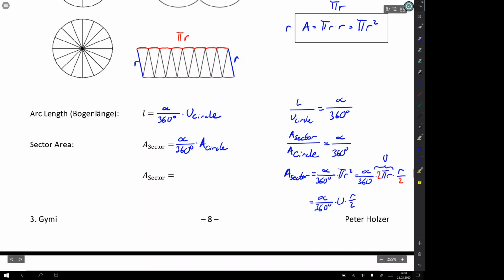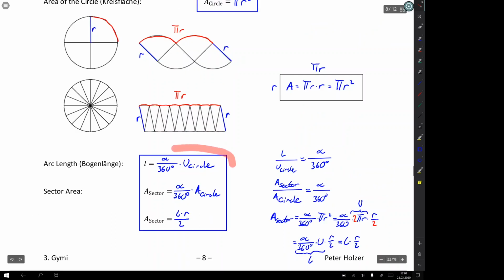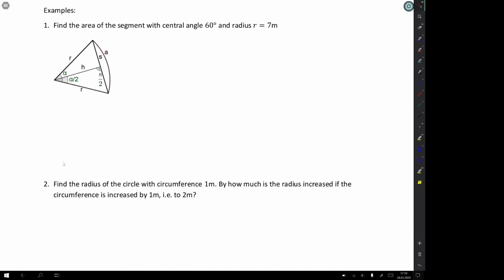This here corresponds to the circumference u, so we get this expression here, and this corresponds to the arc length L. And so we find that the area of the sector corresponds to the length of the arc times the radius divided by 2. Compare that to the area of a triangle, length of the base times length of the altitude divided by 2. In that sense here the arc is the base and the radius is the altitude. So these are 3 additional formulae we use when talking about the circle. Now let us look at some examples.